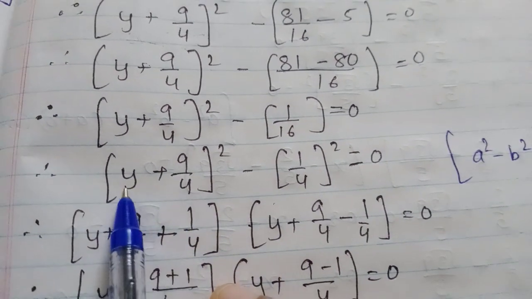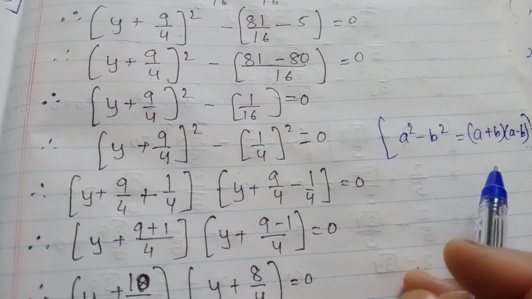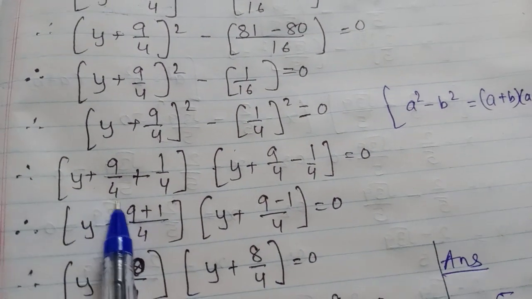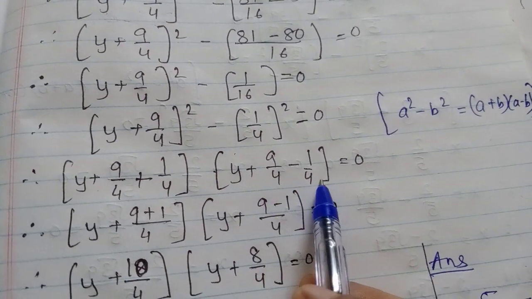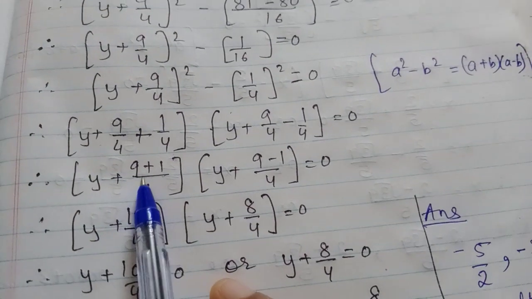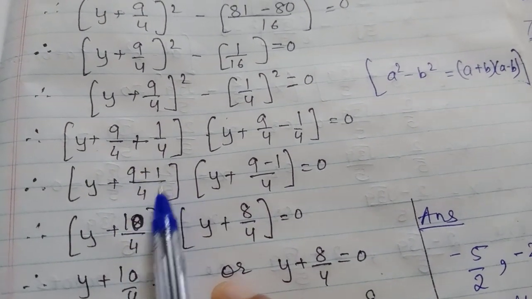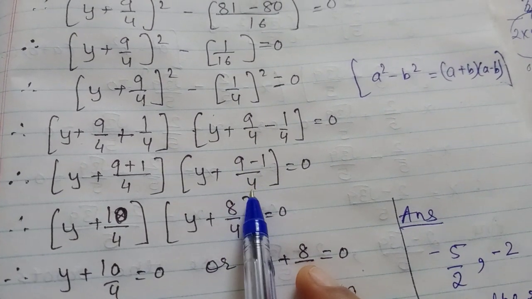So we will get this in the form of a² minus b². Again applying the formula a plus b, a minus b, we will get (y + 9/4 + 1/4)(y + 9/4 minus 1/4) equal to 0. So we'll get y plus, here we will take the LCM, (9 + 1)/4, and here also we will take the LCM, (9 minus 1)/4, equal to 0.